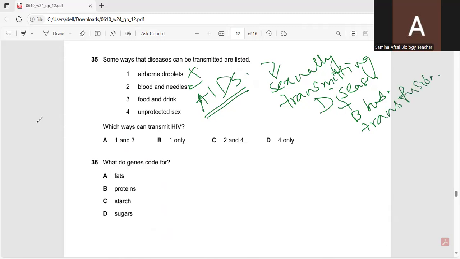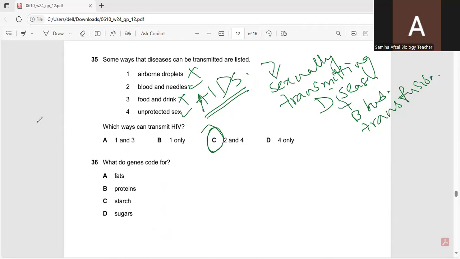So blood and needles, food and drink will not affect its transmission. Unprotected sex will also affect its transmission. So according to this, C is the correct option, in which statements 2 and 4 are correct. Now we are moving towards the next question.